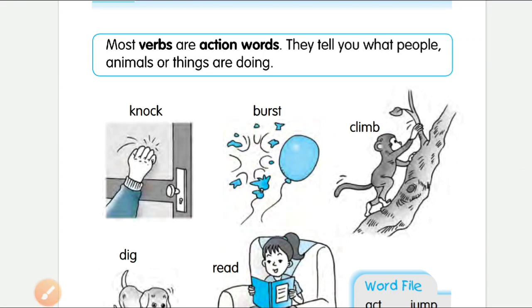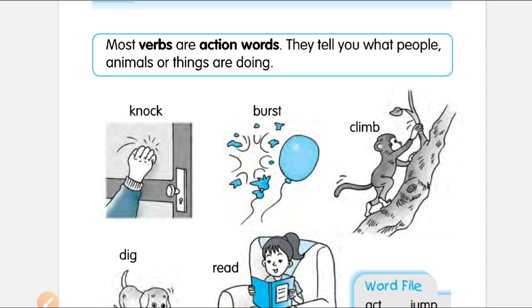Welcome to today's class. Today we are going to cover the grammatical topic verb, and it is the most important part of English grammar. So today in part 5 we will cover the different types of verbs and their uses in different types of sentences. So let's start. First, let me make clear what a verb is.